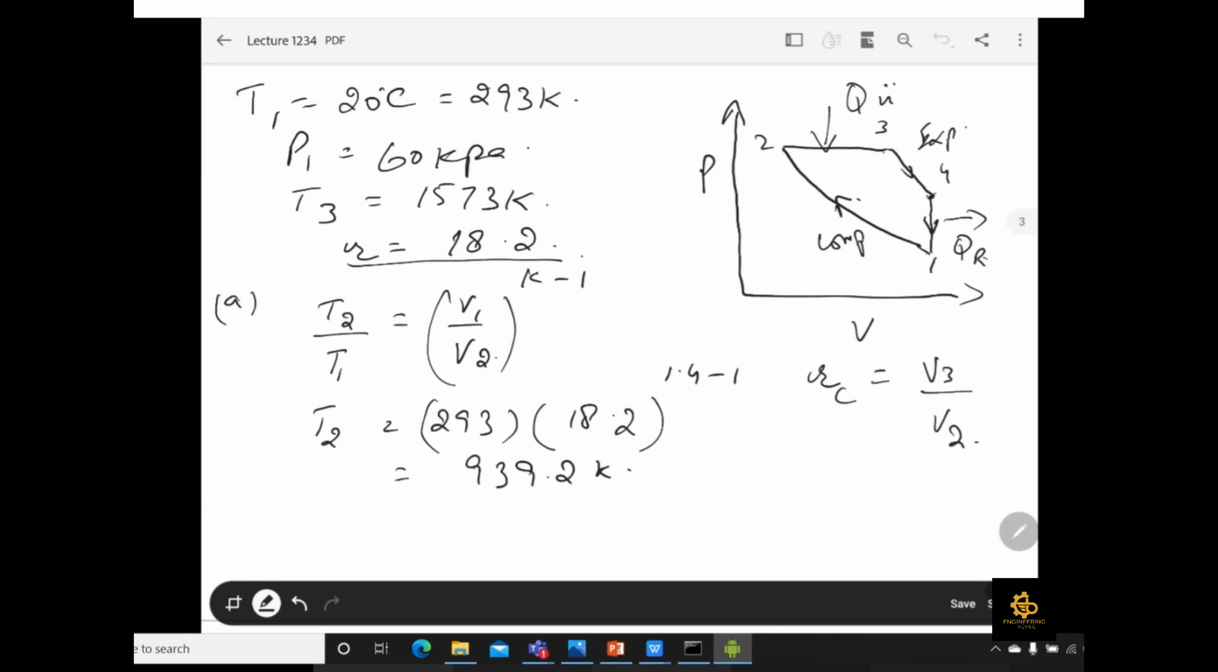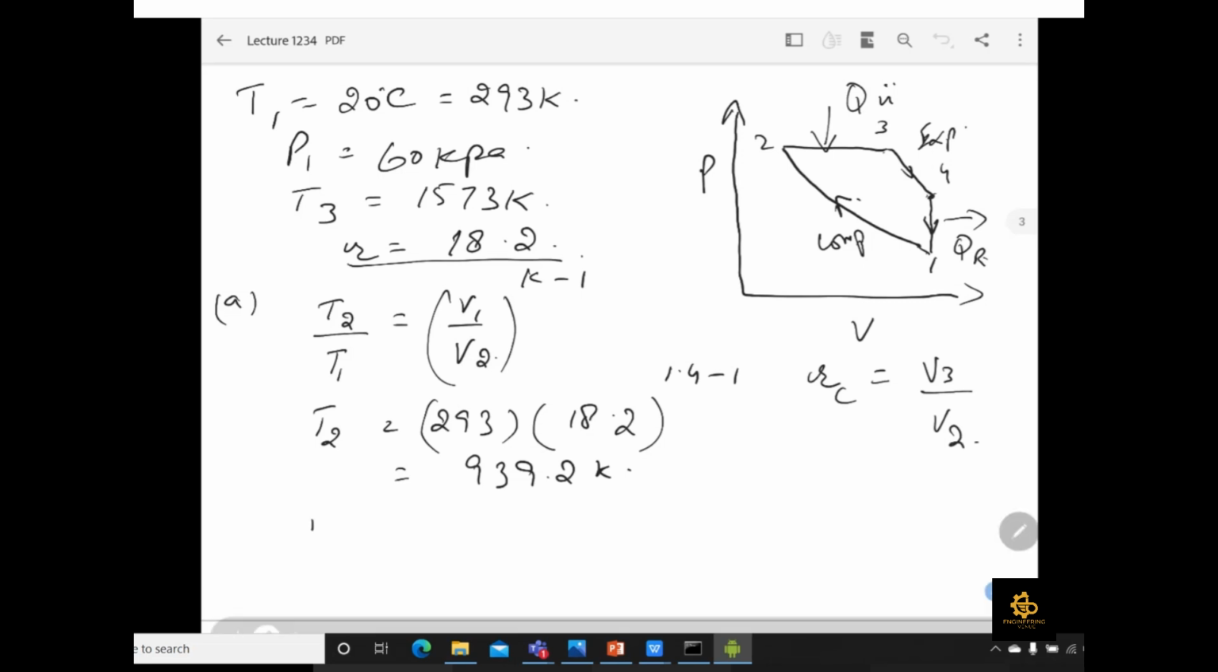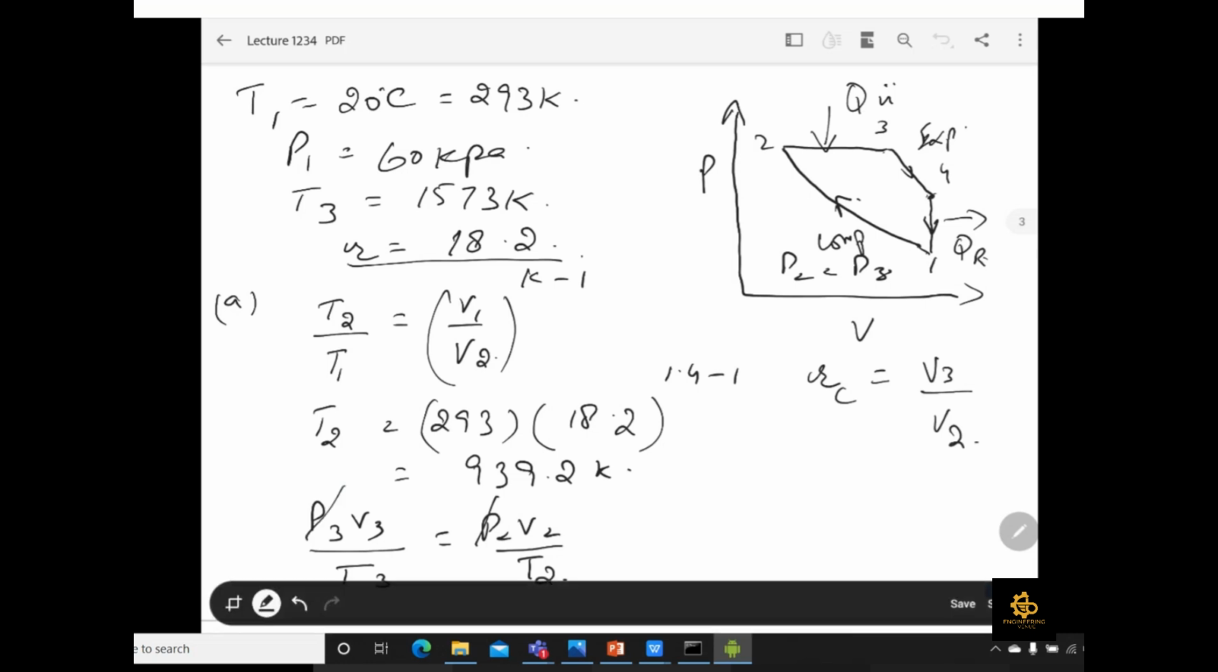Okay, so now we have to find V3 over V2. So it means that we have to apply one relation between point number 3 and 2. For the gases, we already know that the valid relation is P3 V3 over T3 is equal to P2 V2 over T2. And from this, you can already see that P2 is equal to P3, so this term is automatically eliminated.